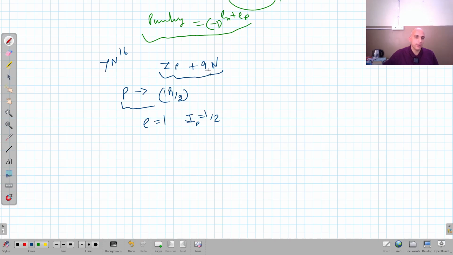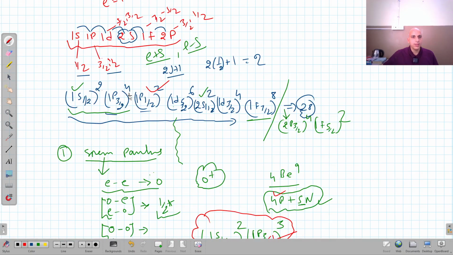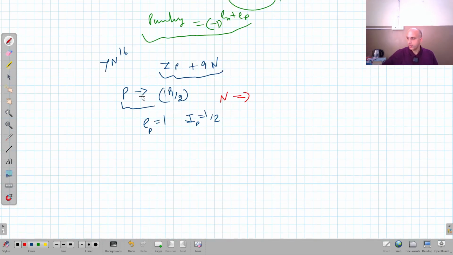Similarly, if I write it for neutron, L for proton, then for neutron it will become 9. 9 means, you can see here, 4 to 6 plus 2 is 8, 9 will go here, 1d 5 by 2. So you can see here, for neutron, L neutron is equal to 2, and I neutron is equal to 5 by 2. So first of all, 5 by 2 plus 1 by 2 plus 2 plus 1. I will add all these.